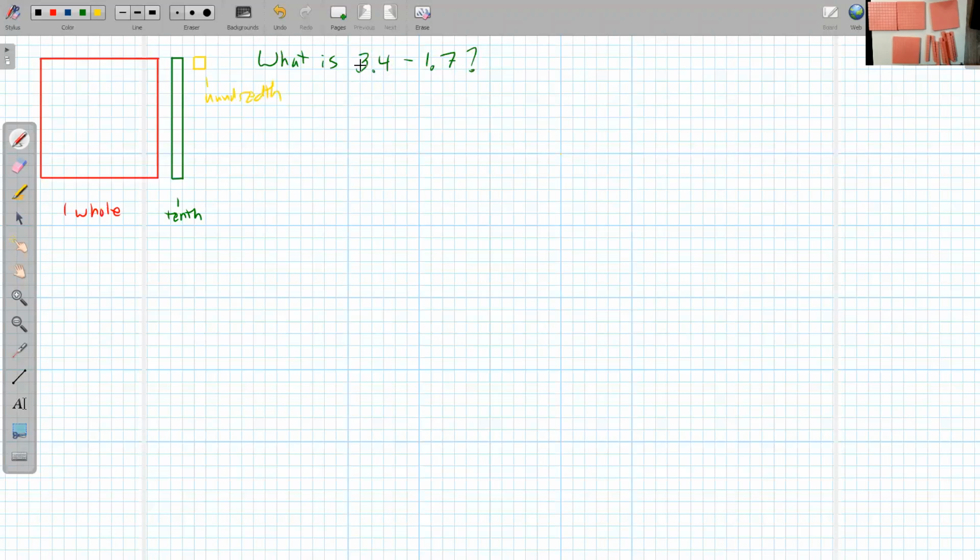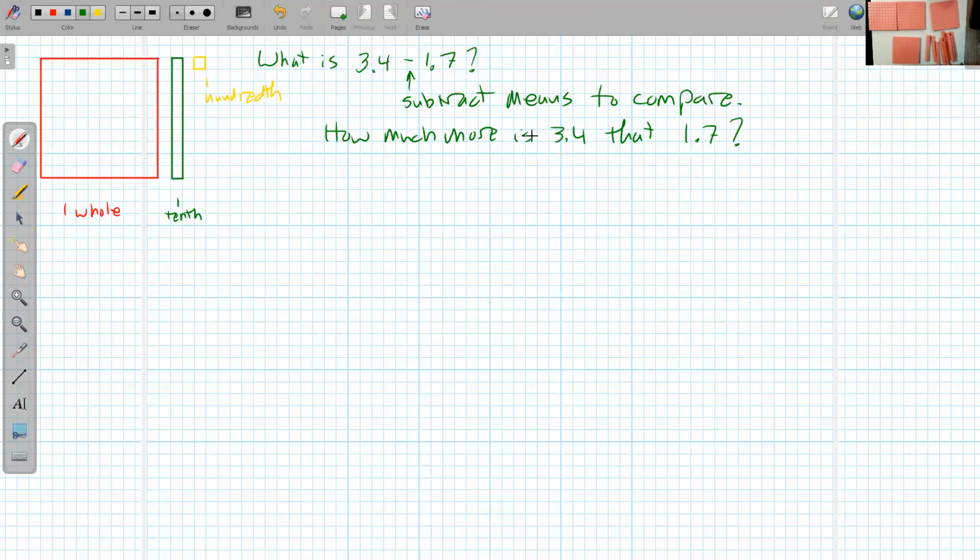So then I have to show, okay, what does 3 and 4/10 look like, and what does 1 and 7/10 look like? And I could either use the takeaway model or the comparison model. So in this case, I think I'm going to go for the comparison. So I'm just going to be up front: what the heck does subtraction mean? Subtract means to compare. Okay, so what does compare mean in this context? It would mean how much larger is 3 and 4/10, how much more than 1 and 7/10?